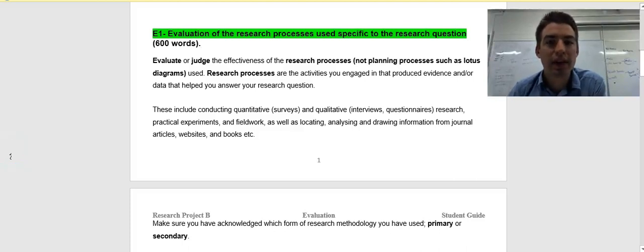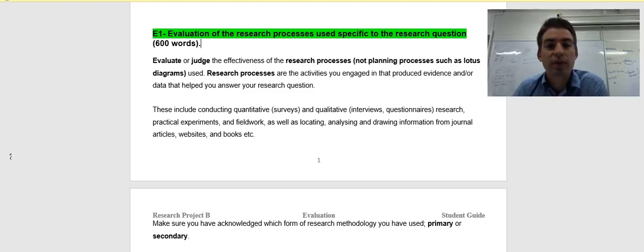Okay, so let's have a look at E1. This is the first section of 3 that you're going to write about in a fair bit of detail for the evaluation. So E1 is one of the marking criteria, and it's all about the evaluation of the research processes used specific to the research question. And you might spend roughly 600 words on this section.